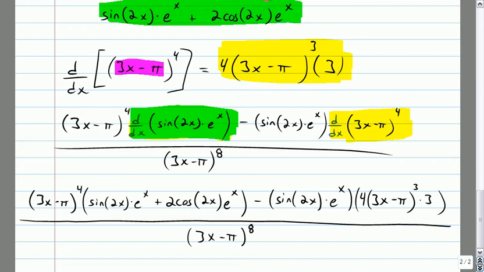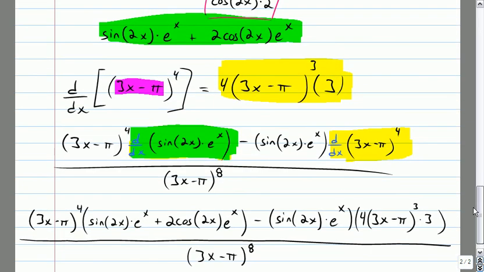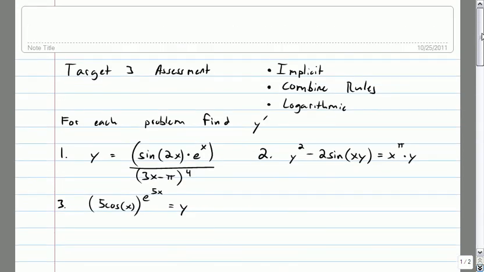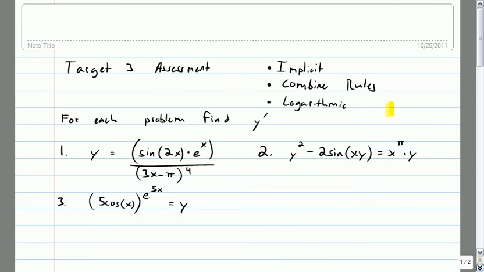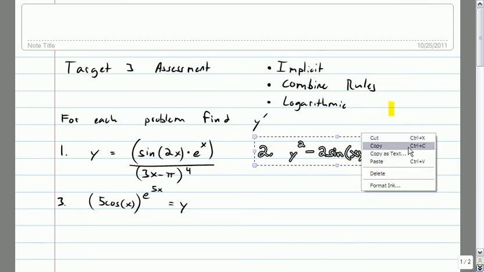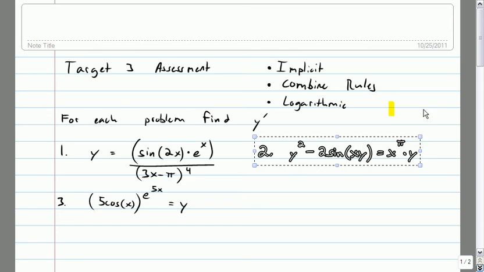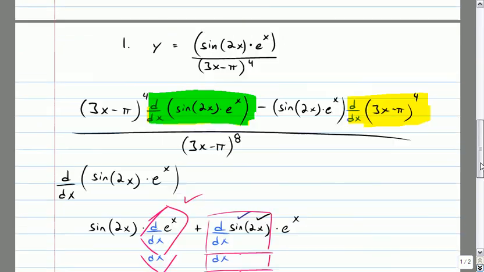So we're kind of stepping it up here a notch, and I expect a lot from you here, but when you get to that AP test, they're not going to have one that massive. Okay, so next problem. Problem number 2. Dane, problem number 2 deals with, is it implicit, combined rules, or logarithmic? Nice, man. Implicit.